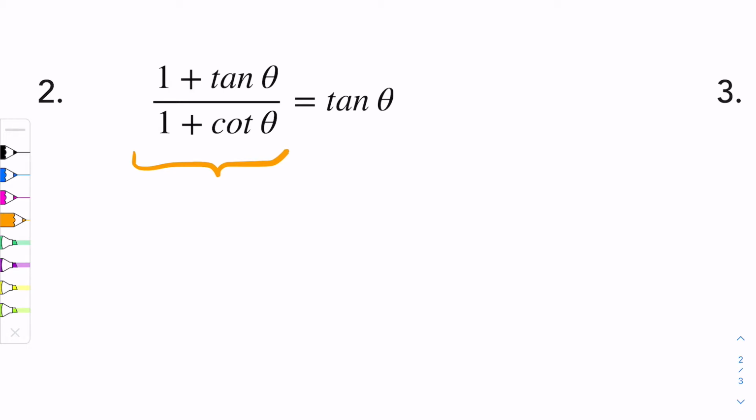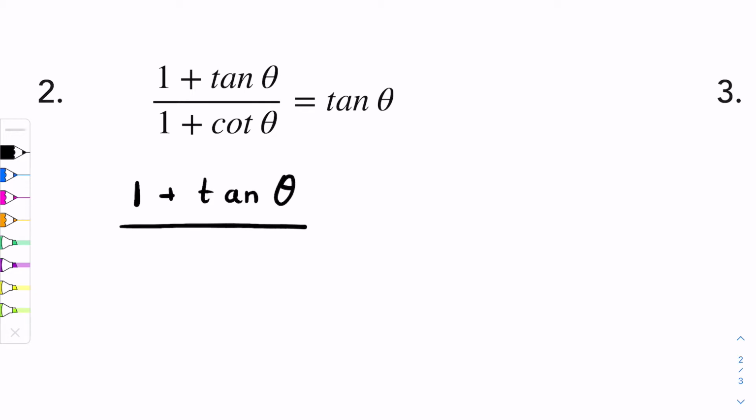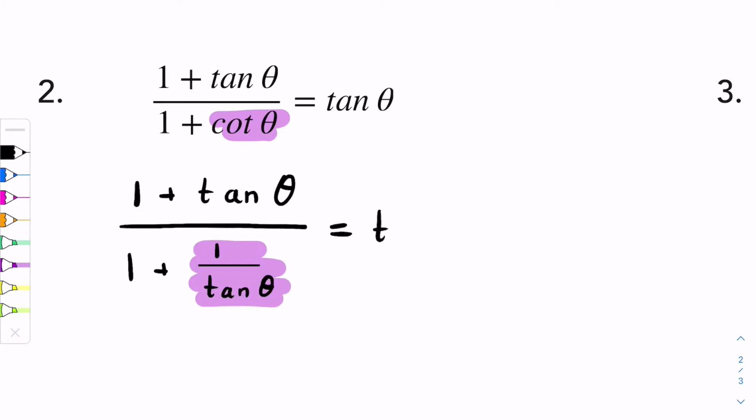But in this problem, because I already see that I have a tangent value, I'm going to convert cotangent to its reciprocal identity of 1 over tangent. And you don't have to do this. You could definitely do this differently than how I am. But I'm going to convert this expression to 1 plus tangent of theta divided by 1 plus, instead of cotangent of theta, I'm actually going to write 1 over tangent of theta. And this was one of the identities that we learned yesterday. And this is equal to tangent of theta.